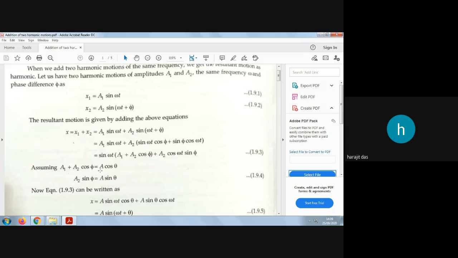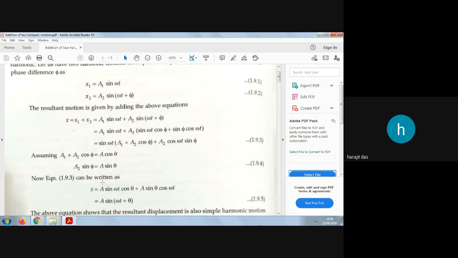Theta. So we need to find out these two values, because we have assumed that a1 plus a2 cos phi is A cos theta, and a2 sine phi, because cos omega t will remain there, is equal to A sine theta. So here also A is the resultant amplitude, and theta is the angle which the resultant makes with the horizontal line or the reference line. So we are going to find out these values of A and theta. Now we will put the values of A cos theta and A sine theta here.